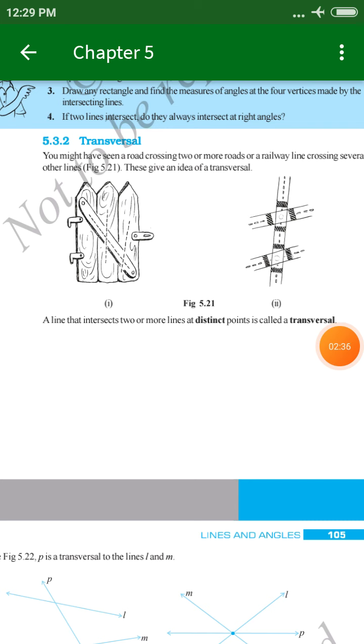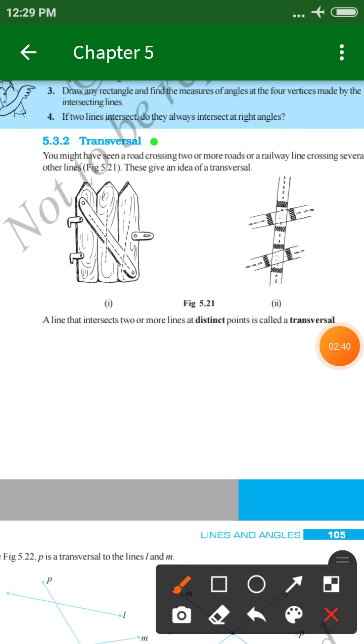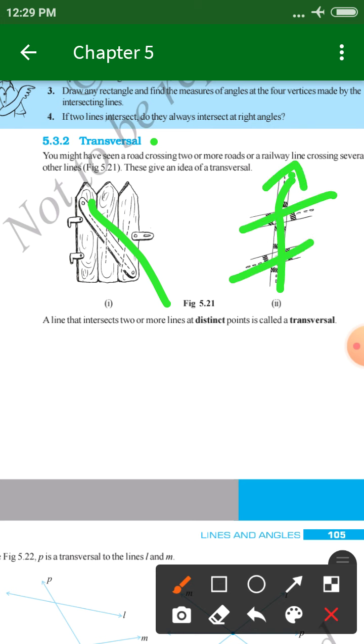Now we move on to the transversal. So what does transversal mean? Observing these figures, children, here the parallel lines are crossed by one line here and here also. So this is the crossing line of these two parallel lines. This type of crossing line is called a transversal. The definition given is that a line that intersects two or more lines at distinct points is called a transversal.